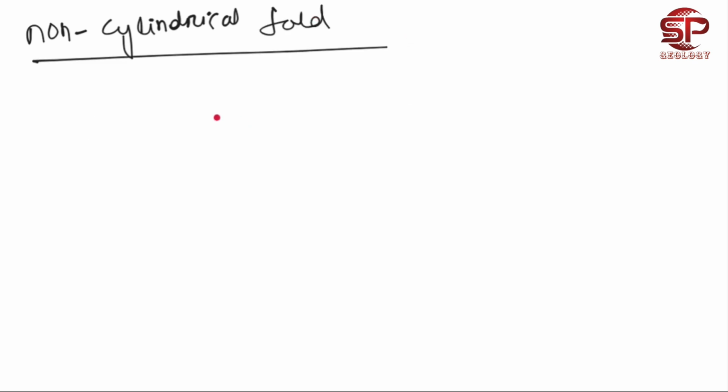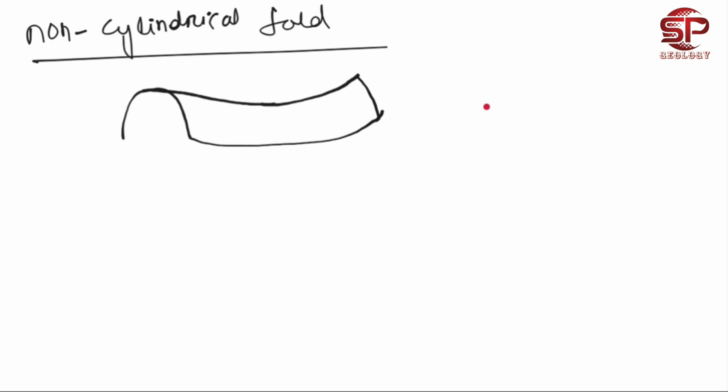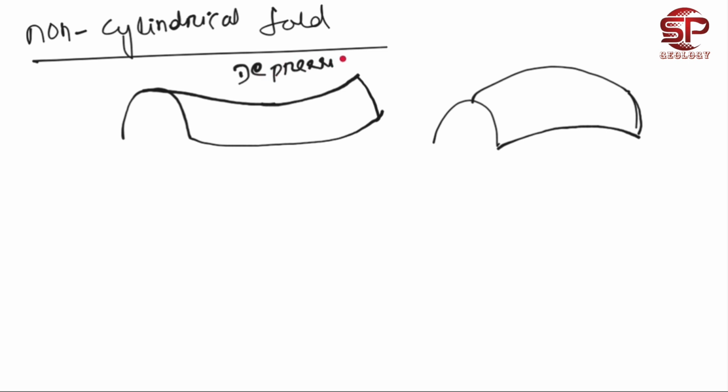When it comes to a hinge line that is curved, or you can say non-cylindrical form, it will be like this, suppose. And draw hole like this. Or we can draw hole like this. So this is called your depression. This is called your depression along hinge axis.